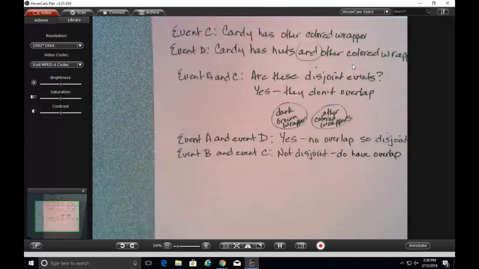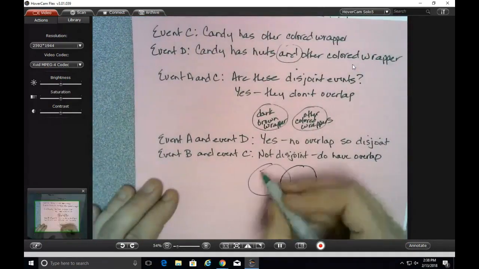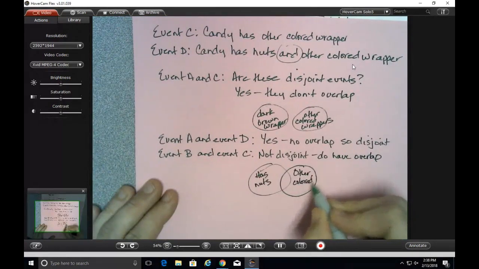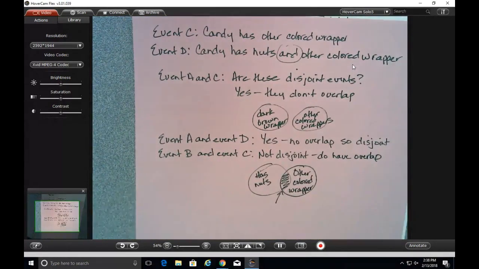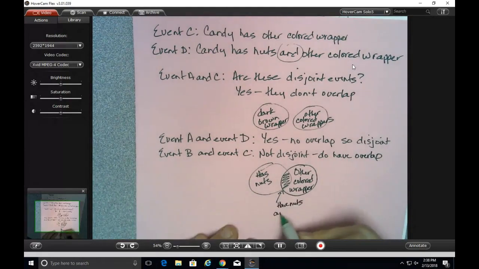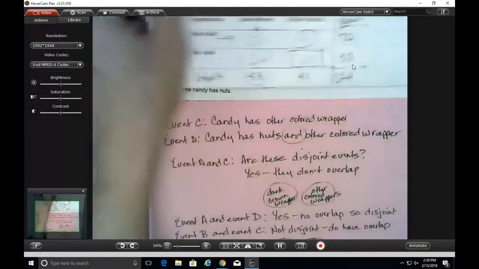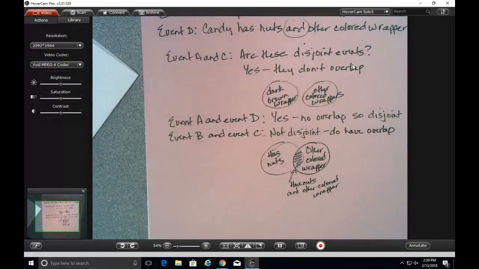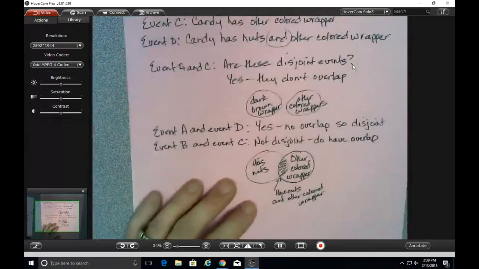If we drew it as a Venn diagram, this could be our event B, that it has nuts, and this would be that it has another colored wrapper. And we have these ones in the middle that have both things. They have nuts and another colored wrapper. One of the reasons for figuring out whether things are disjoint or not is that it makes a difference if we're doing a probability where we have to use the addition rule.